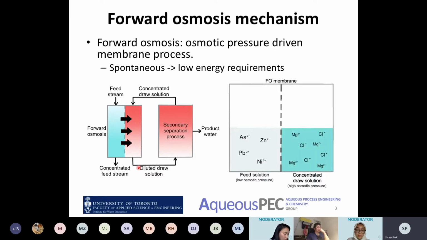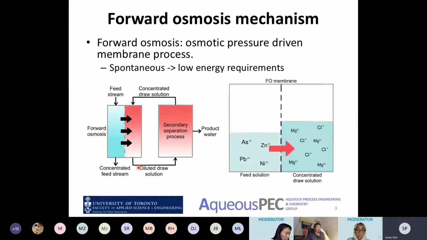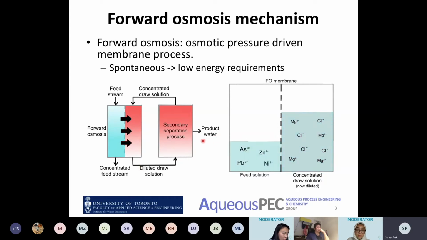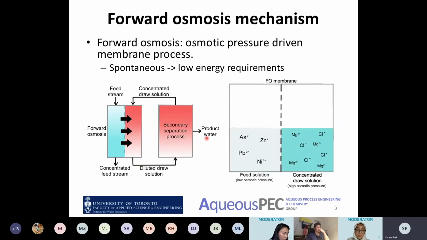The concentrated feed is disposed of as brine waste, and the diluted draw solution is sent to a secondary separation process where product water can be removed and the concentrated draw solution can be regenerated and reused in the process.